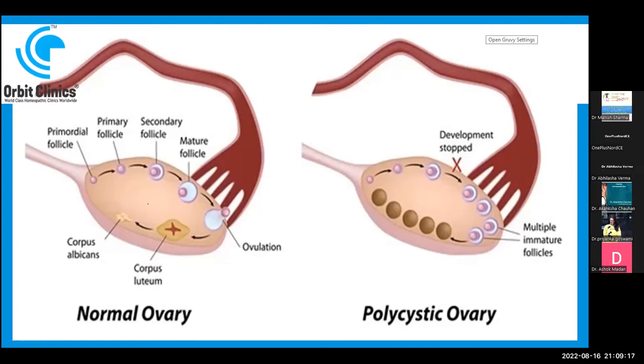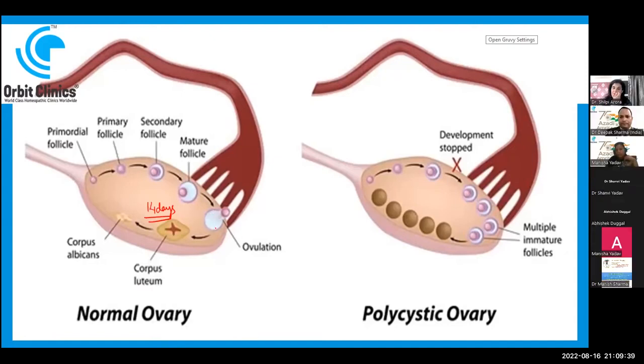Now this cycle is always fixed. After ovulation, the corpus luteum will degenerate in 14 days. So whatever the irregular cycle, whatever the menstrual cycle, whether it is less than 26, less than 21, or more than 35 days, 40 days, whatever the cycle, this post-ovulation period is always constant.